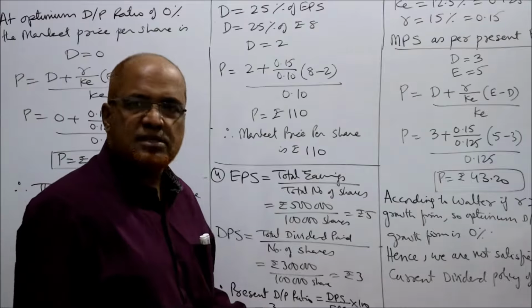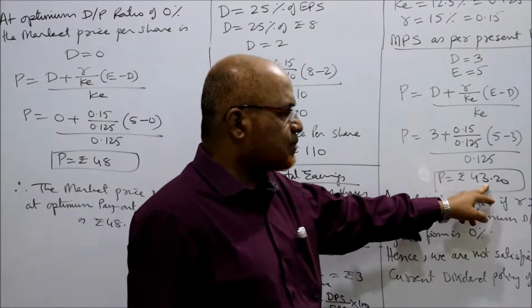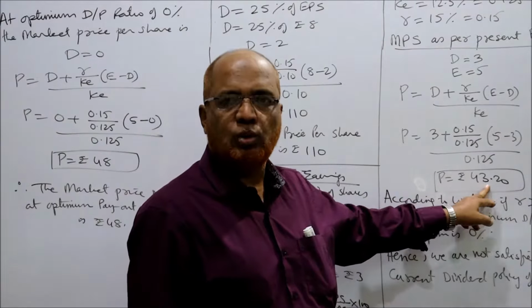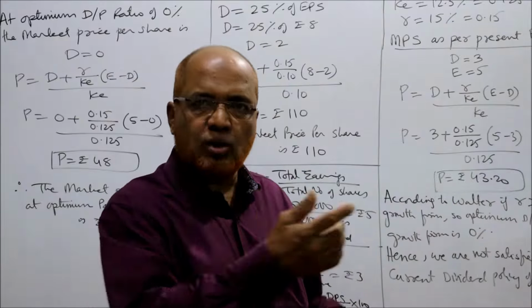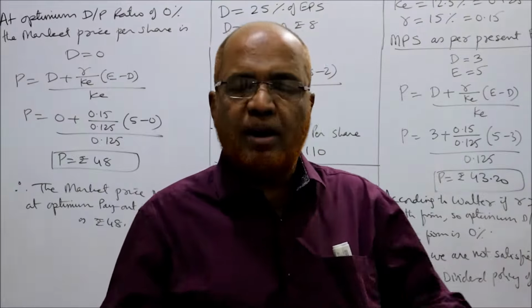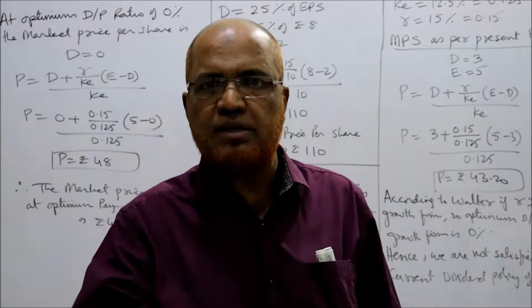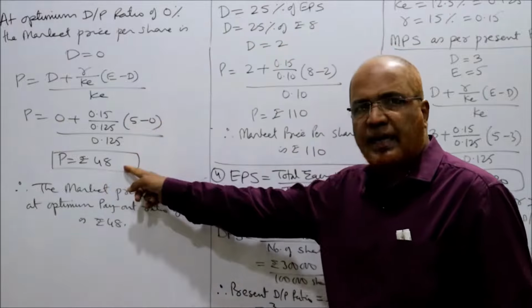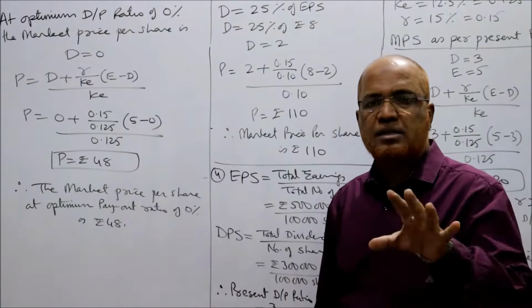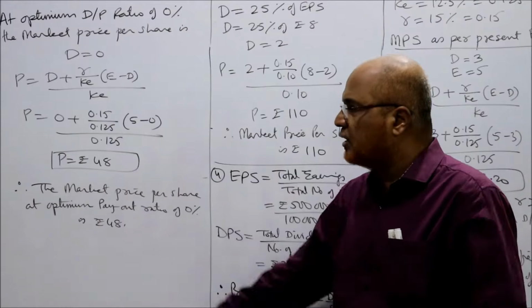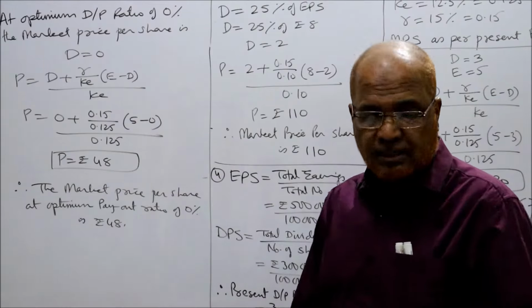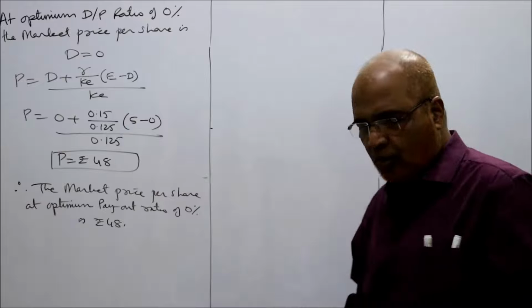Presently, when the DP ratio is 60%, the market price per share comes to 43.2. At 60% DP ratio, it is 43.2. If we make the optimum DP ratio 0%, it increases to 48 rupees. So if the company kept a 0% DP ratio, the market price per share would be higher, at 48. Four problems we have done.